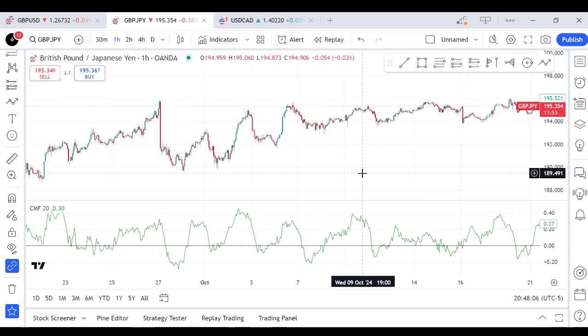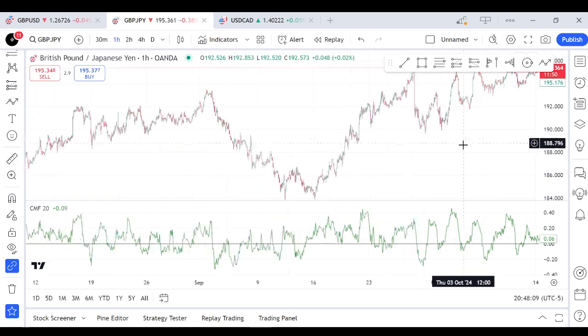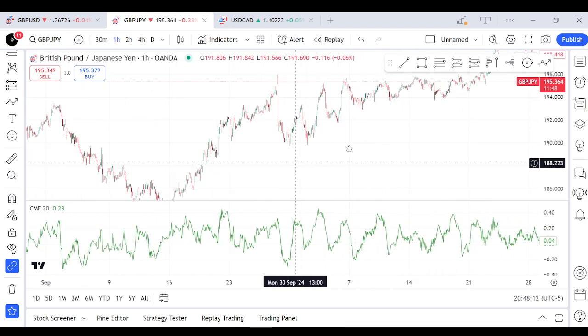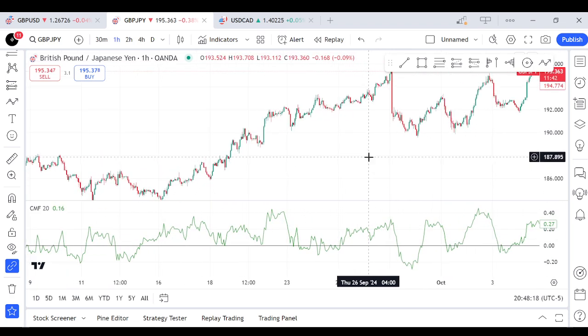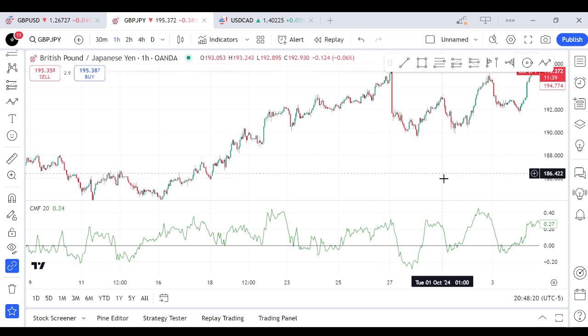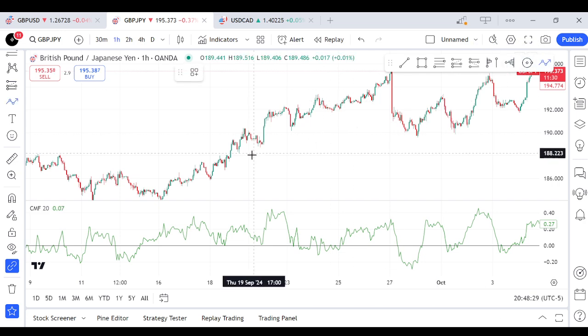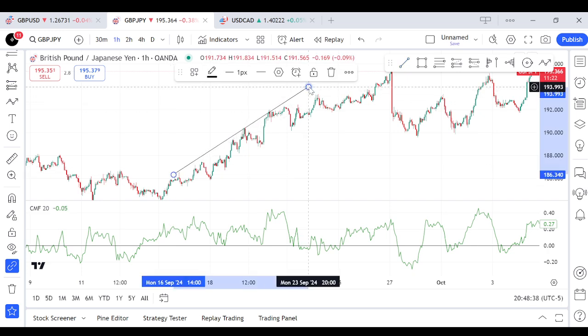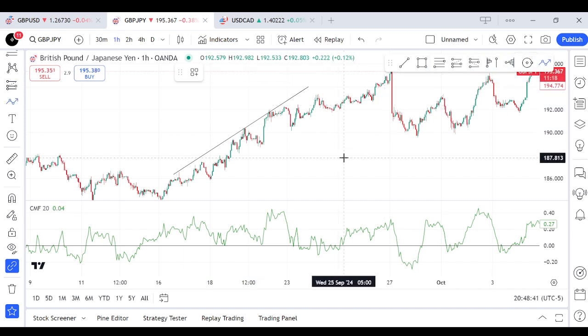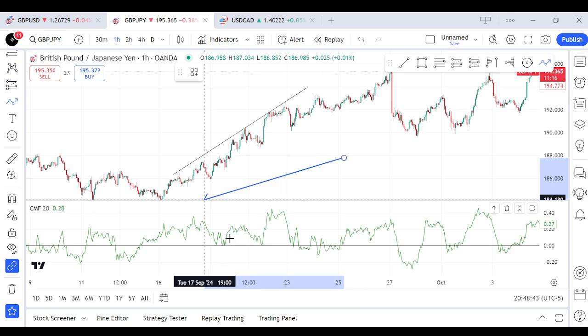So let's hop into the chart. You can see this is a bullish trend. There was a bullish trend right here, and like I said, a positive CMF, a CMF above 0 and between 0 and +1, means that the market is in an uptrend and the buying pressure is dominant and stronger. This is an uptrend, as you can see. This is an uptrend right here, and you can see also that the CMF is also above 0.